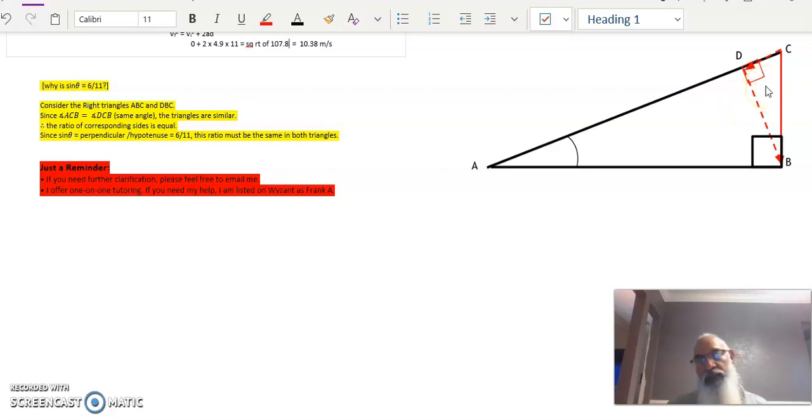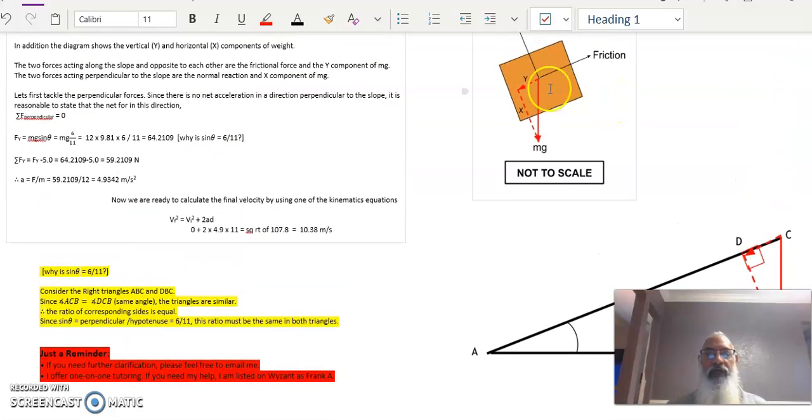And of course, if two angles of a triangle are equal to two angles of another triangle, then we know that all angles are equal. And if all angles are equal, then the triangles are similar. And if they are similar, then the ratio of corresponding sides will be equal. And that is why for this little triangle, we have taken the ratio of this side y to the long side or the hypotenuse as 6 over 11. And that's how we get sine theta, which is 6 over 11. So I hope that makes it clear.